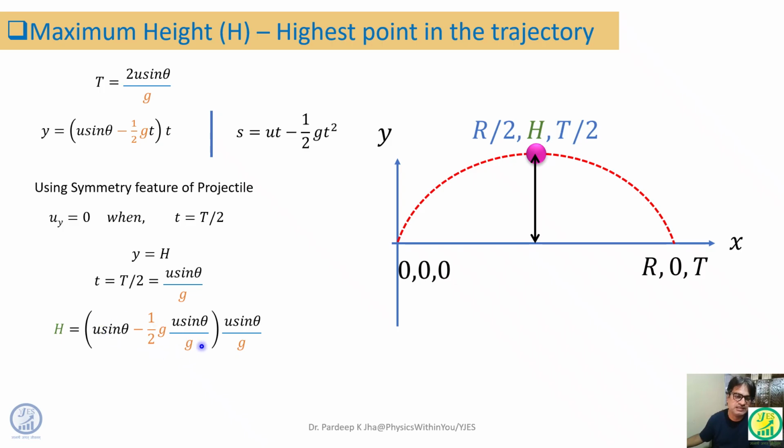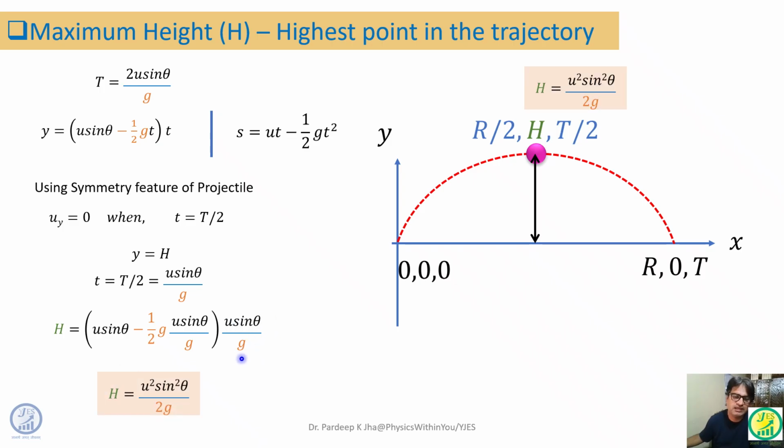And why is this relation there? Because of this relation: u sin theta minus half g, and this is your time. So you have the time period by 2. How much time have you taken to reach there? T by 2. So just place the t by 2. You know the value of t by 2 is u sin theta by g, and this is u sin theta by g again.